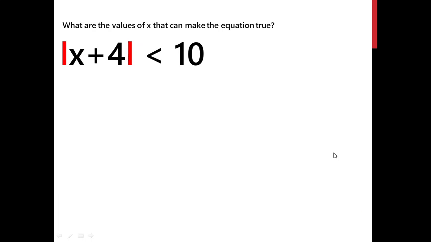I want you to pause the video again and try to solve for the value of x that can make our statement true. Do you have it? Now is your first number 5? That is correct. Because 5 plus 4 is 9, the absolute value of 9 is 9 and it's less than 10.